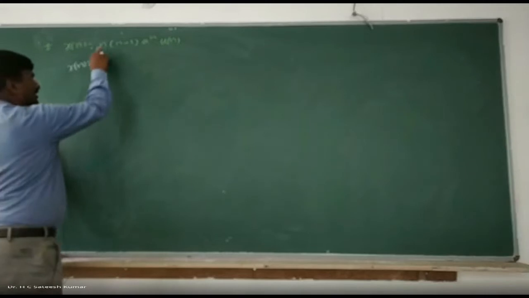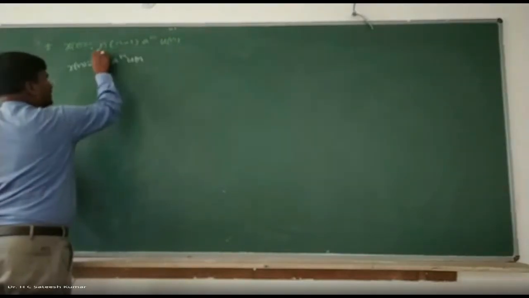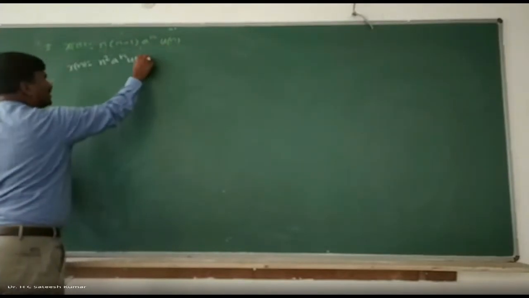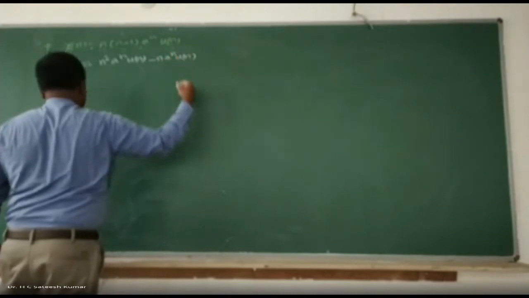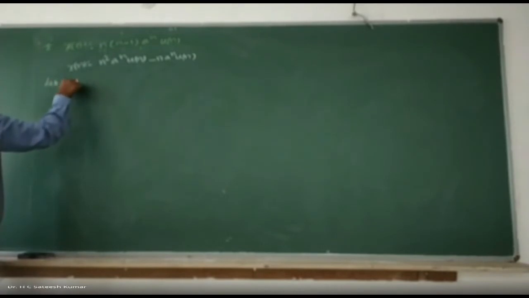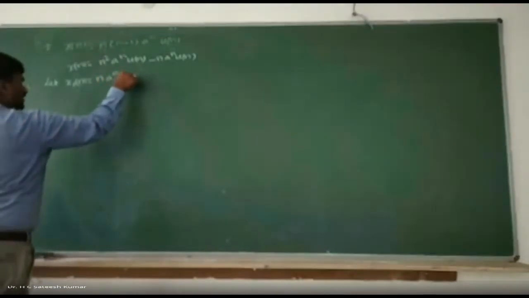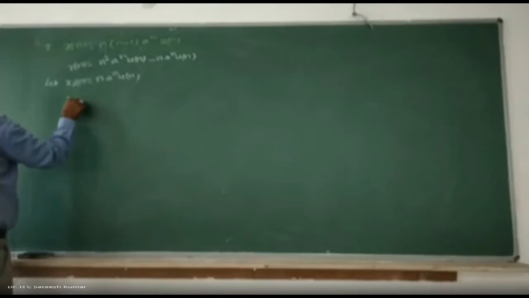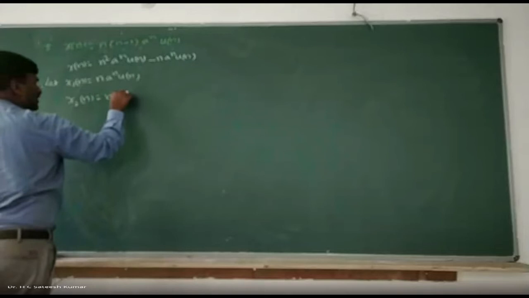What will you get? n square into a power n into u of n, multiplied with n and a power n into u of n, minus n into a power n into u of n. Let x1 of n be equal to n into a power n into u of n, and x2 of n equal to n into x1 of n.